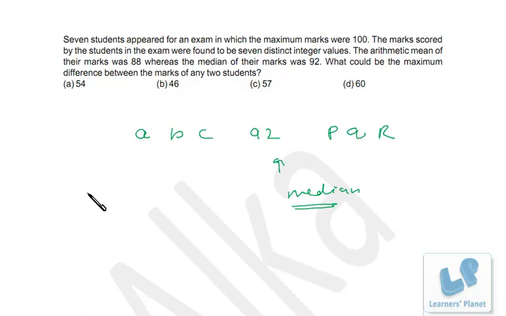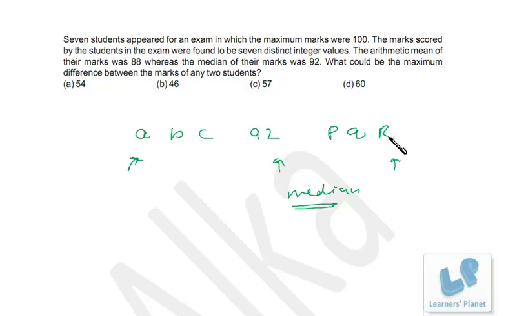Okay, now since we have arranged the numbers in ascending order, we have to find out the maximum difference between the marks. That means we have to find the difference between A and R, right? Now we have to maintain the arithmetic mean as 88. To maximize the difference, we have to find the maximum values of R, Q, P, C and B which are possible while maintaining the arithmetic mean to be 88, right?